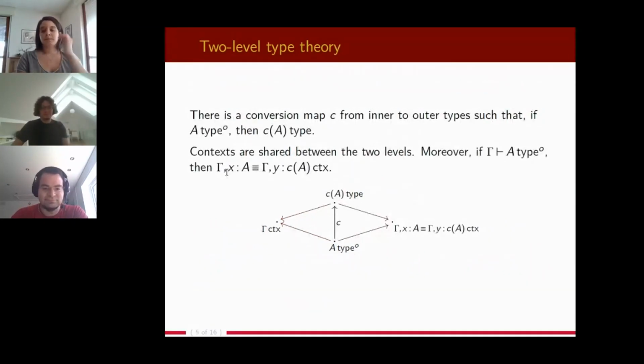So those two levels are related. They have the same context, and there is a map from inner types into outer types. This conversion map C, which, as I said, maps inner types into outer types, is such that if A is an inner type in context gamma, we can indifferently extend the context gamma with A or C of A. We will obtain, in any case, the same context.